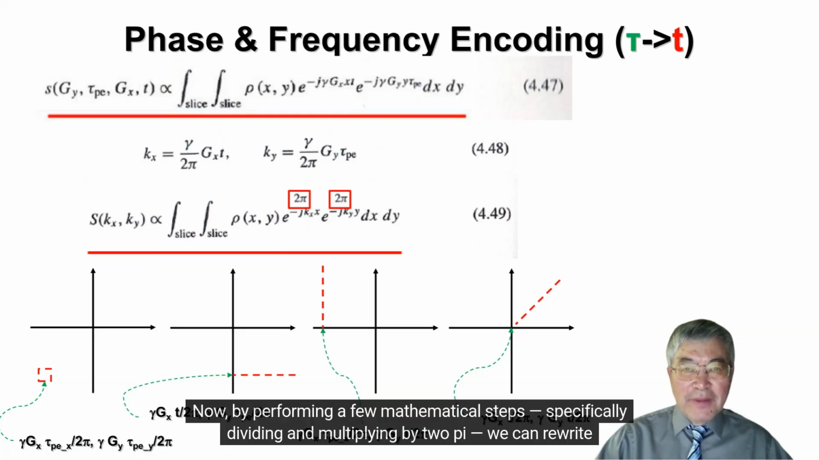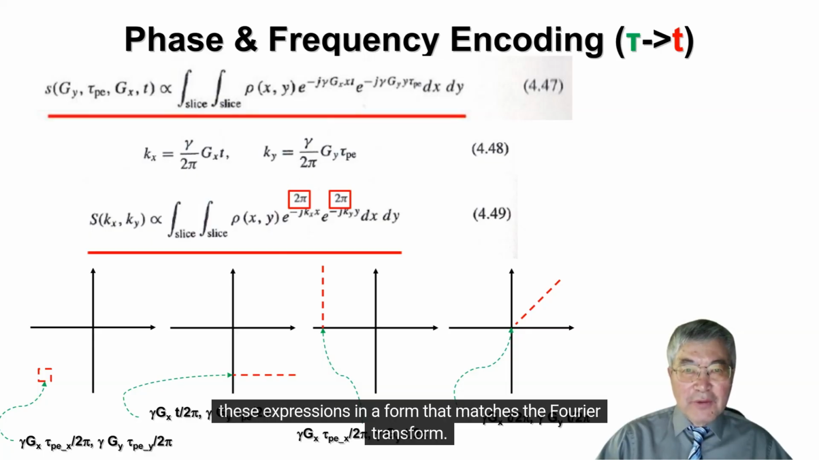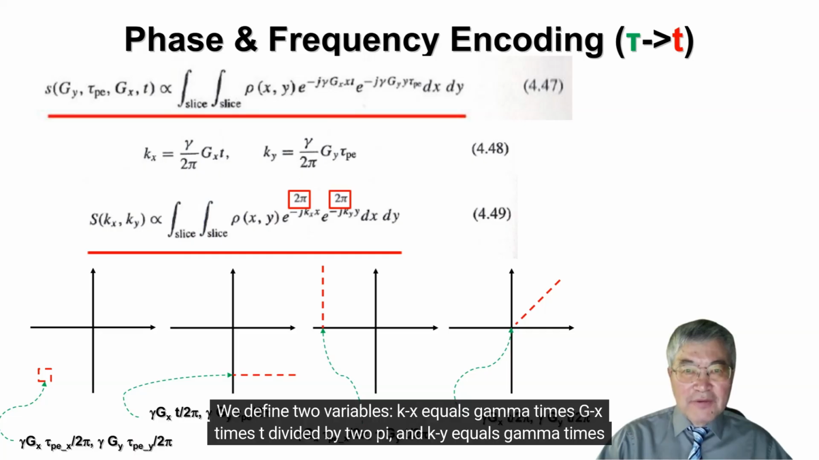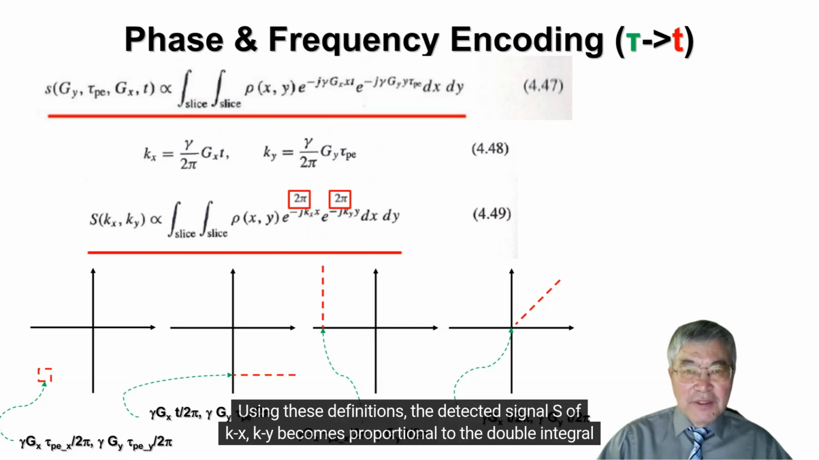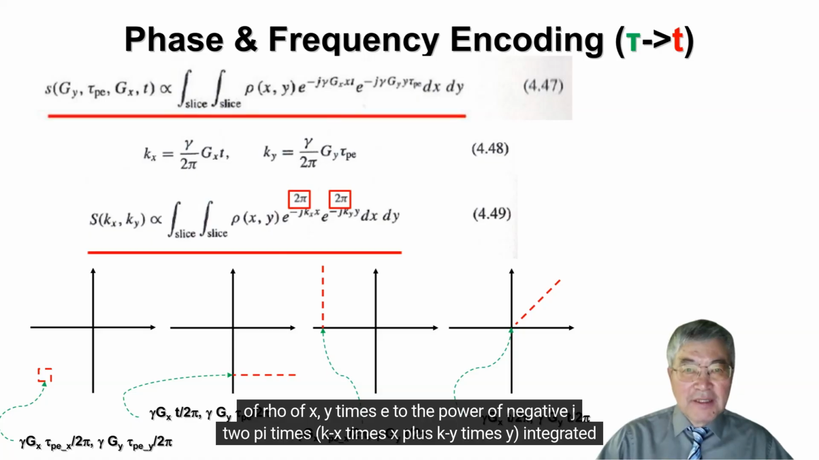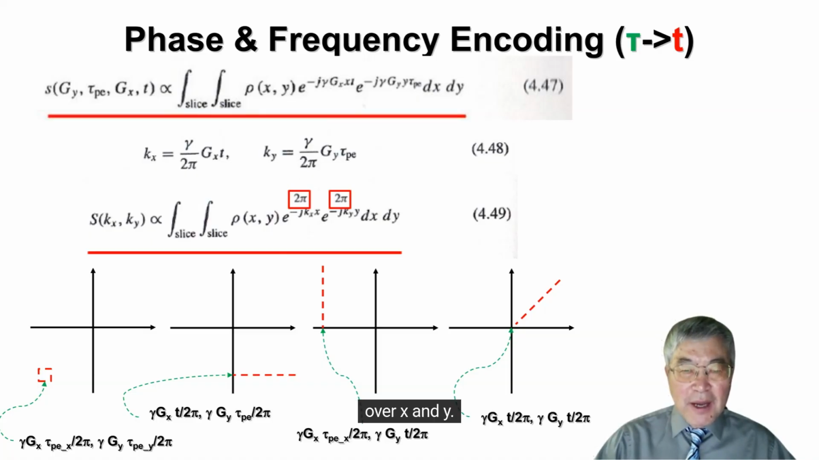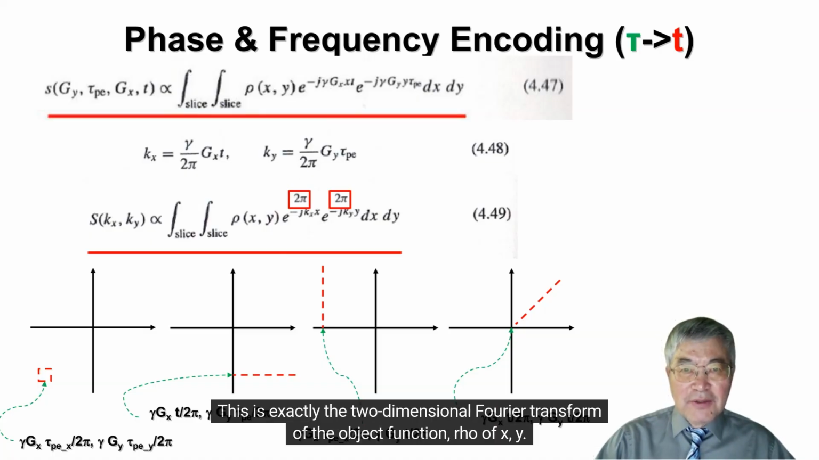Now, by performing a few mathematical steps, specifically dividing and multiplying by 2 pi, we can rewrite these expressions in a form that matches the Fourier transform. We define two variables, kx equals gamma times gx times t divided by 2 pi, and ky equals gamma times gy times tau p divided by 2 pi. Using these definitions, the detected signal S of kx, ky becomes proportional to the double integral of rho of x, y times e to the power of negative j 2 pi times kx times x plus ky times y, integrated over x and y. This is exactly the two-dimensional Fourier transform of the object function rho of x, y.